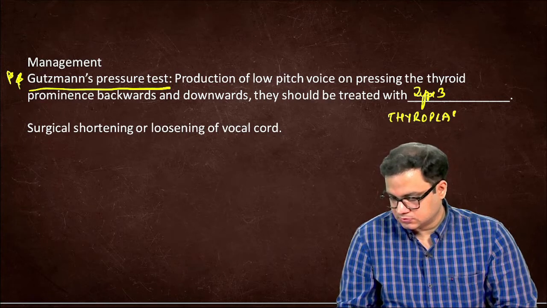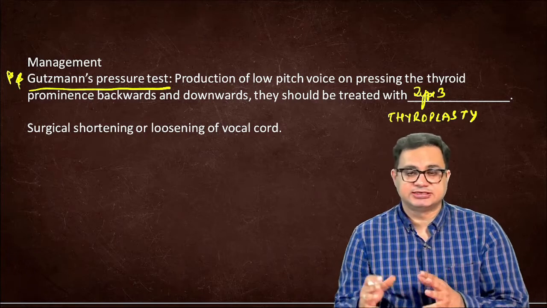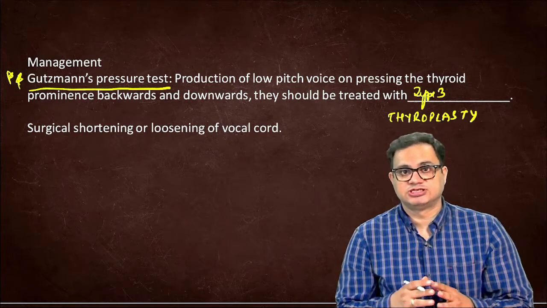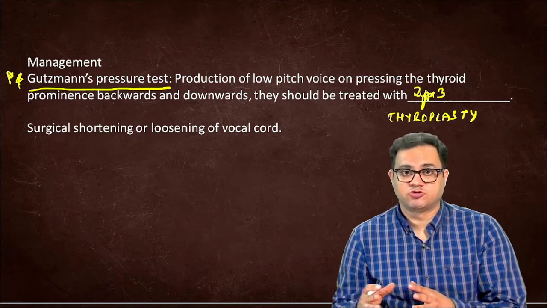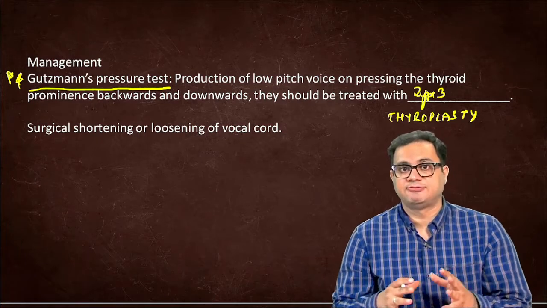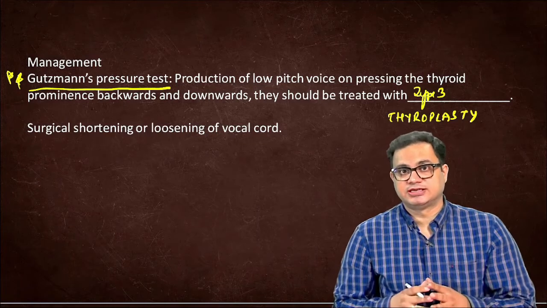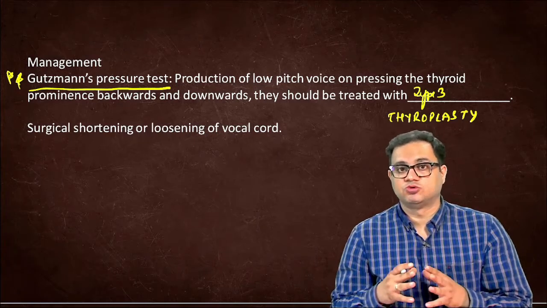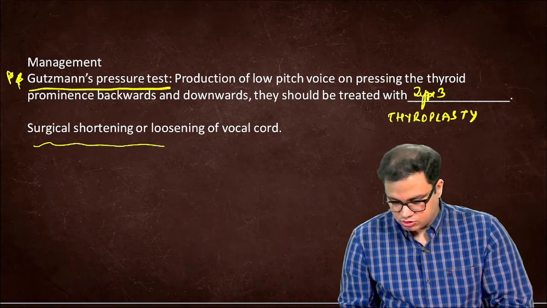thyroplasty. Now, as you are aware, Isshiki described in 1972 various types of thyroplasty. Type 1 thyroplasty is medialization of the vocal cords. Type 2 is lateralization of the vocal cords. Type 3 is shortening of the vocal cords, and type 4 is the lengthening of the vocal cords. So, in a puberphonia case, we will be doing a type 3 thyroplasty, that is, we are doing a surgical shortening or loosening of the true vocal cord.